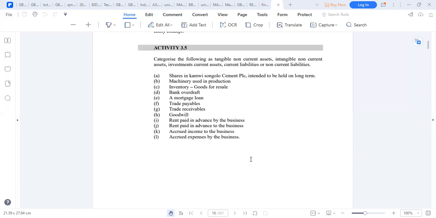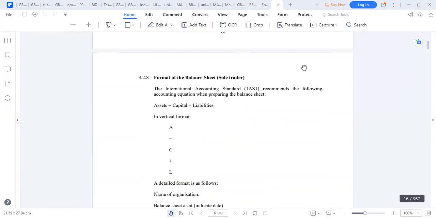Liability to the business. There's accrued income by the business and to the business. Oh, it's an asset, a current asset. Okay, then by the business, it's a liability, a current liability.